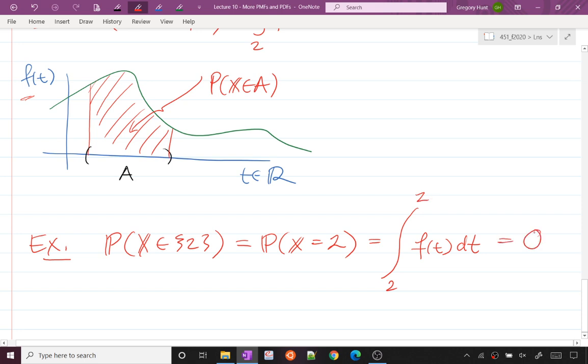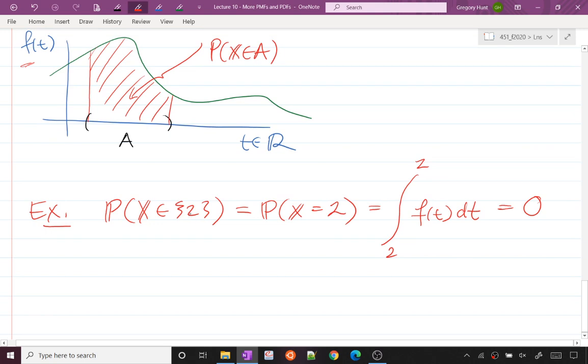0. Right? And I can play that game with any number, any set 2. In fact, I can play that game with any countable set, and that integral is going to be 0. That's a fact from analysis, but certainly you believe if I have any individual point here, 2, 3, 7, 1.5, pi, I'm integrating over an infinitesimally small set, right?